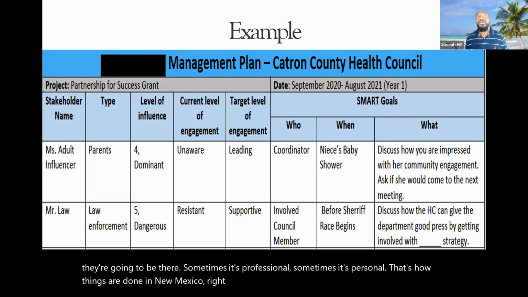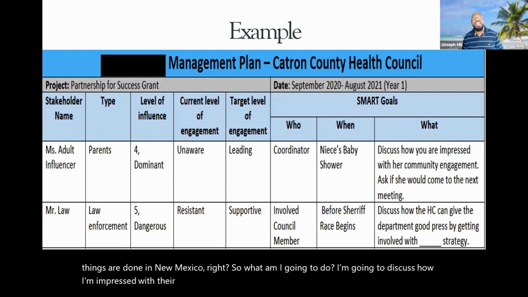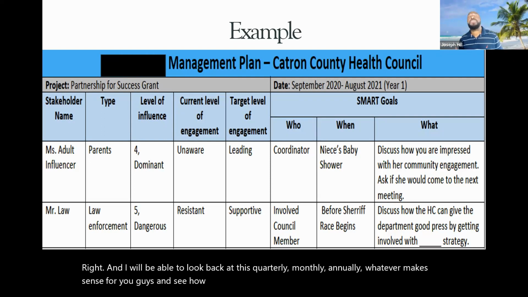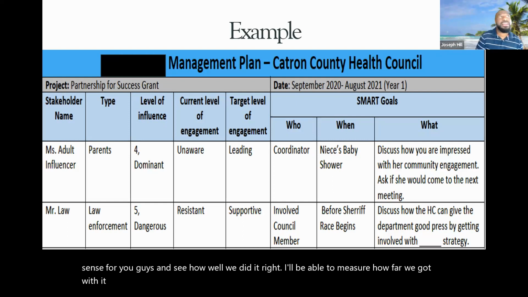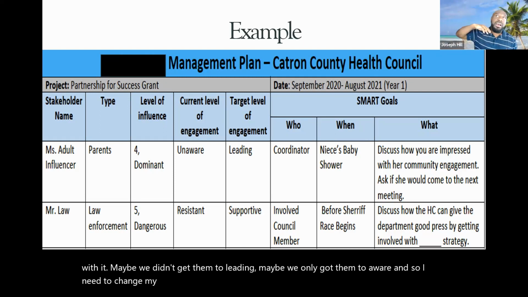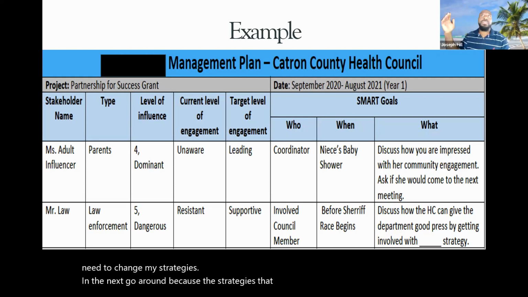So what am I going to do? I'm going to discuss how I'm impressed with their community engagement and ask if they'd come to the next meeting, right? And I will be able to look back at this quarterly, monthly, annually, whatever makes sense for you guys, and see how well we did it, right? I'll be able to measure how far we got with it. Maybe we didn't get them to leading. Maybe we only got them to aware. And so I need to change my strategies in the next go around, because the strategies that I used didn't get them quite to where I needed them to go.